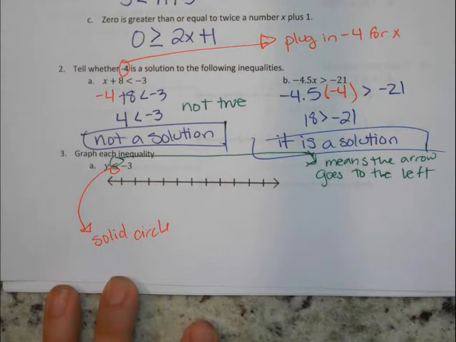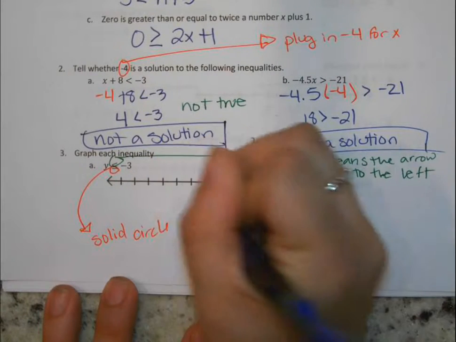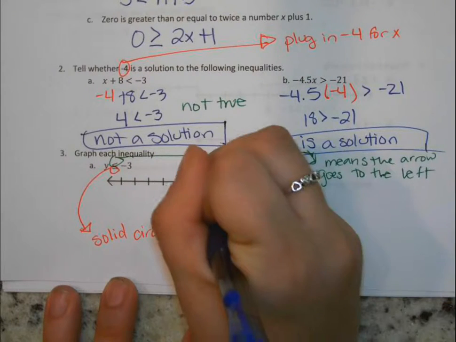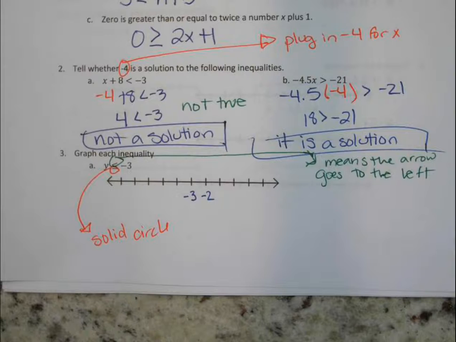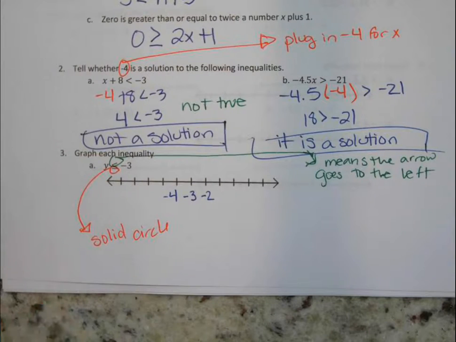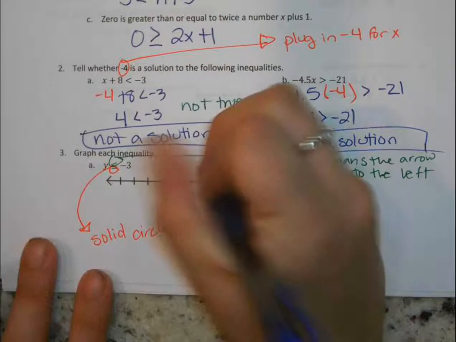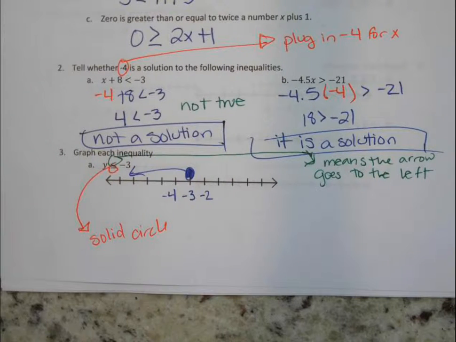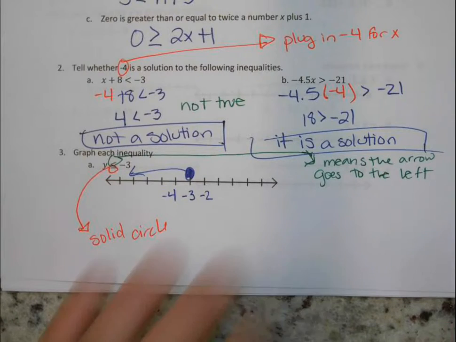So I'm going to go ahead and label my number line. I'm going to put negative 3 in the middle. Remember, with negative numbers, they work backwards, so the more right I go, the smaller they are. And then I'll put that there just to show. So it's going to get a solid circle, and it's going to go to the left. We have 2 more to practice for this one.